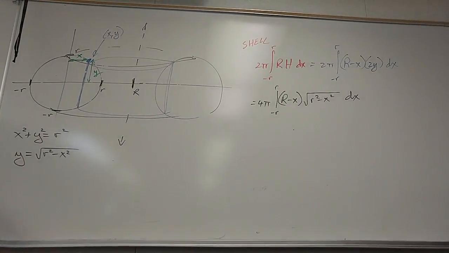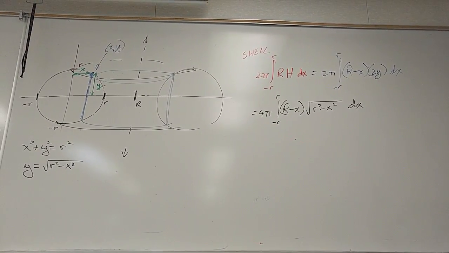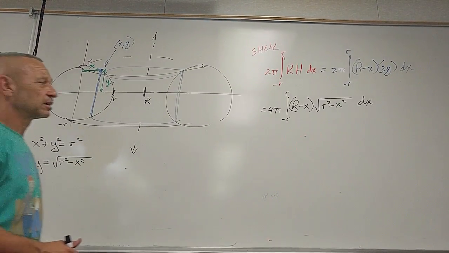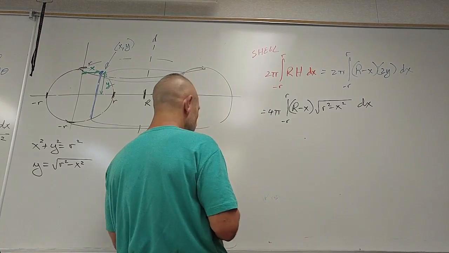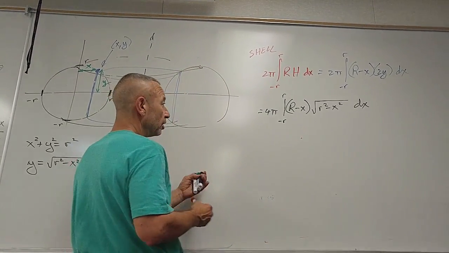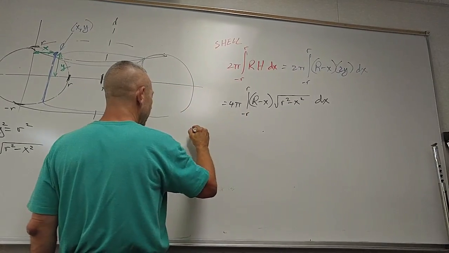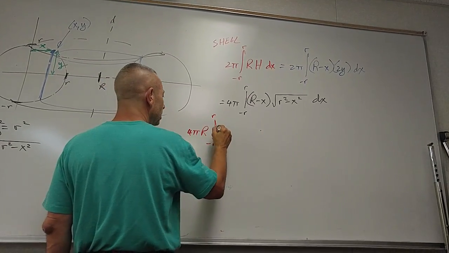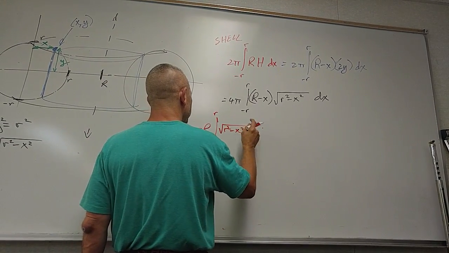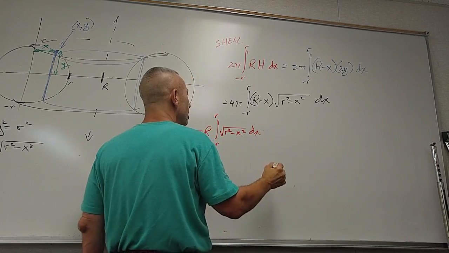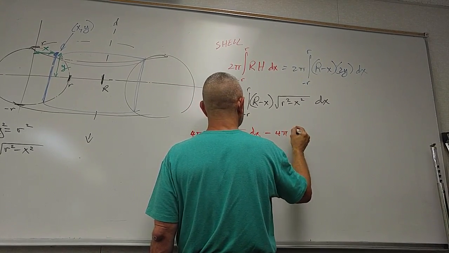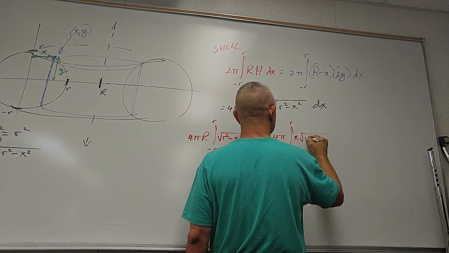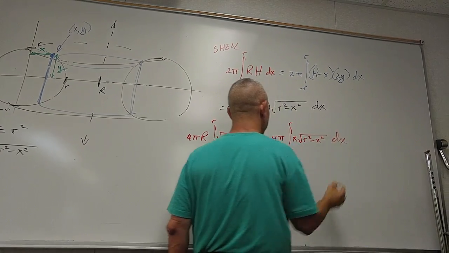Now supposedly you can do that without Calc 2 methods. Do you remember how we did it back then? Well, first we distributed and created 2 integrals out of this. We multiplied capital R times that radical. We had 4 pi capital R, integral from minus little r to little r, square root of little r squared minus x squared dx, minus 4 pi integral from minus little r to plus little r, x times square root of r squared minus x squared dx.